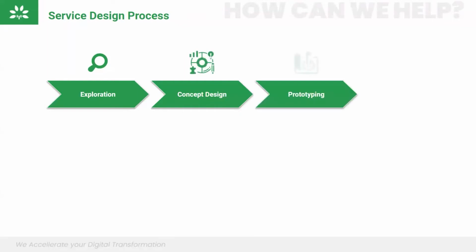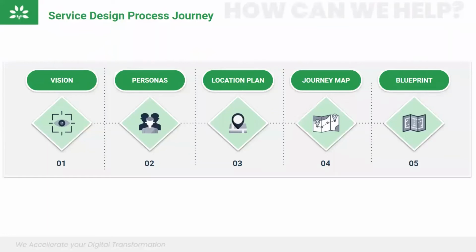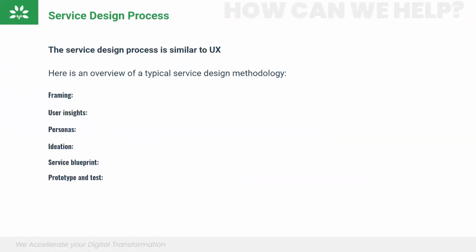So in terms of process, the UX design and service design process will be the same, where we explore, we do concept designing, we do prototyping, and we do implementation. We consider vision, personas, location plan, journey map, blueprint. Blueprint is something which is different than UX. So service blueprint is where we map all the service design touch points, we map all the processes, and we create a big picture about how the service will be designed, what will be the components, what will be the touch points, who are the users. So service blueprint will include all these things, which is different than a UX design project.